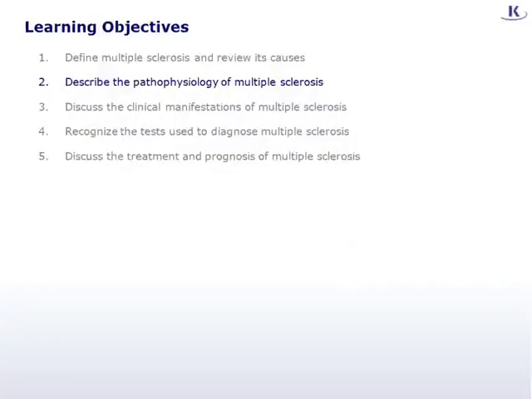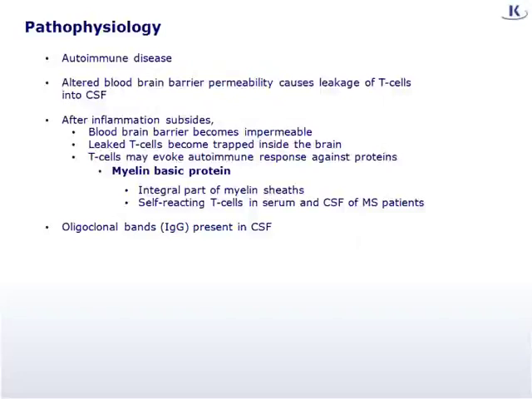Let's turn our attention to our second learning objective and describe the pathophysiology of multiple sclerosis. Multiple sclerosis is believed to be an autoimmune disease directed against the myelin sheaths of neurons in the central nervous system. Various environmental factors, particularly viral infections, alter blood-brain barrier permeability and subsequently cause leakage of T cells and other inflammatory mediators into the cerebrospinal fluid.